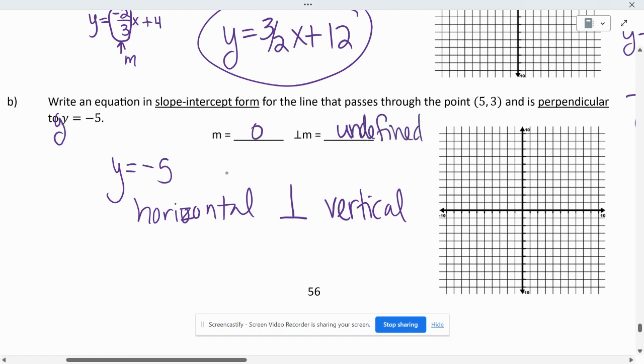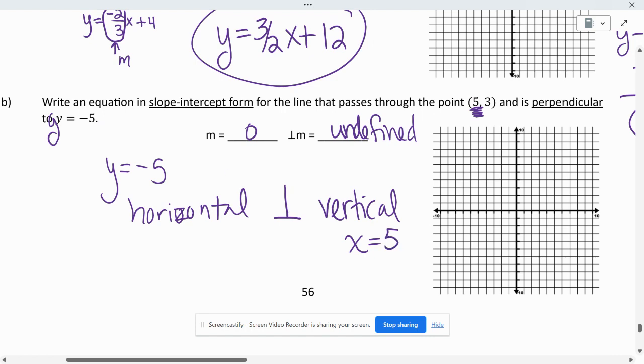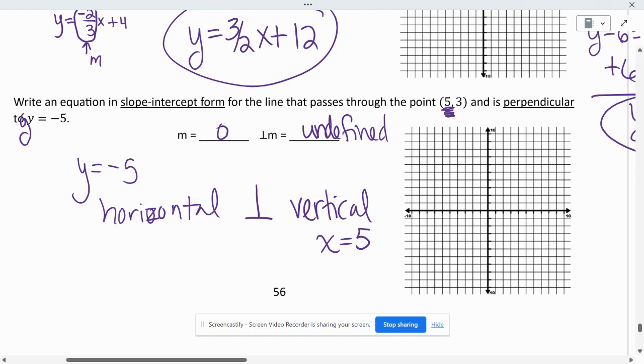But what do we know about vertical lines? If horizontal lines have the equation y equals, vertical lines have the equation x equals. And what is the x coordinate of the ordered pair? 5. So y equals -5 is a horizontal line going through -5 on your y-axis. And my vertical line, x equals 5, is perpendicular to the horizontal line y equals -5.